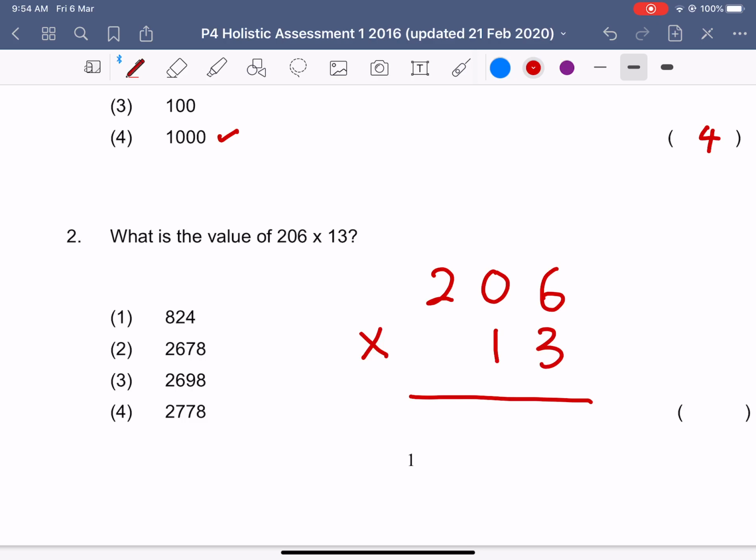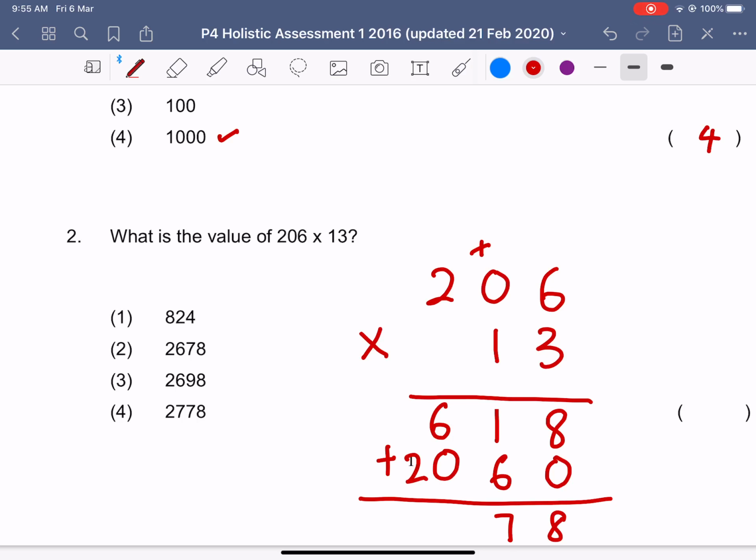So we're going to start with 6 times 3 first. 6 times 3 is an 18. So I'll put a 1 on top. And then followed by 0 times 3, which is 0. 0 plus a 1, which is 1. And 2 times 3 is a 6. Okay? Now, I've used the number, I cancel it off if you remember. Now, I'm going to start it off with 6 times 1. 6 times 1 will be a 6. 0 times 1 is still a 0. And the last one is 2 times 1. 2 times 1 is a 2. So, the final answer that I will have will be 8, 7, 6, and 2. So the answer is 2,678. Answer is 2.